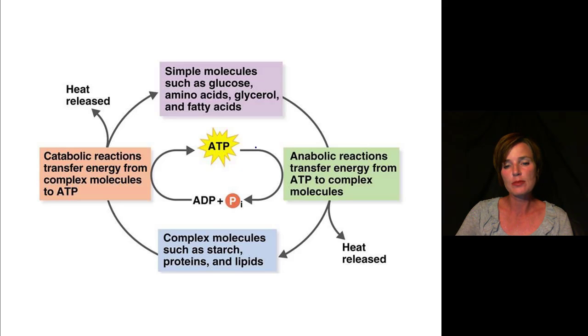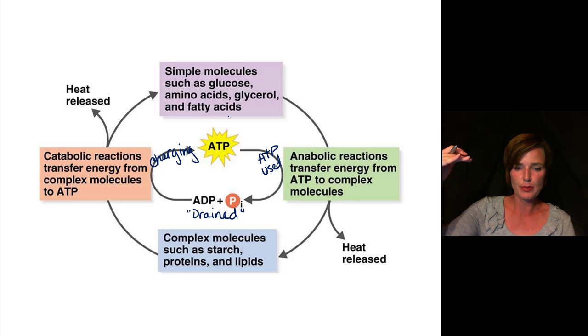So notice here that the ATP is going in. So ATP is being used in this case to power or pay for the anabolic reactions. When we do that, the ATP turns into ADP and phosphate, and that's that drained battery that we have down there. So here we have a drained battery, and if we need to charge that battery back up, we have to have energy to do that. So the catabolic reactions over here are going to provide the energy, so when we run them, we will do the charging, and then we get back to the ATP, which is the fully charged battery.